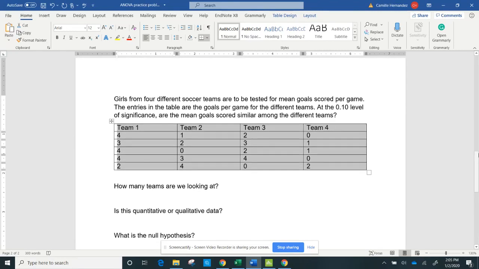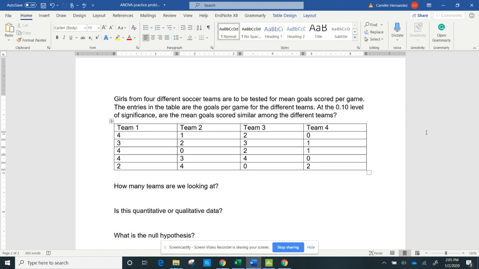So let's do another practice for one-way ANOVA. Girls from 4 different soccer teams are to be tested for mean goals scored per game. The entries in the table are the goals per game for the different teams. At the 0.10 level of significance, are the mean goals scored similar among the different teams?